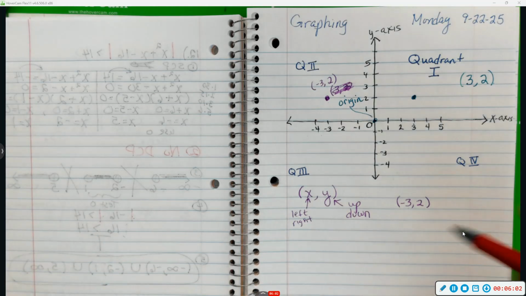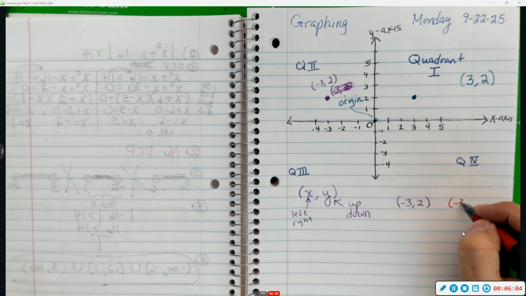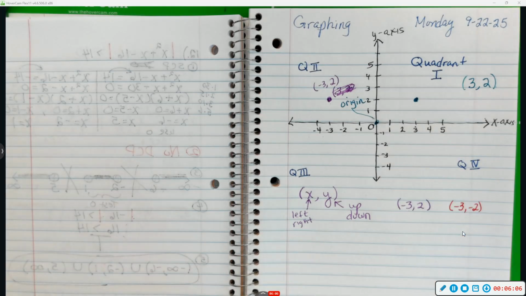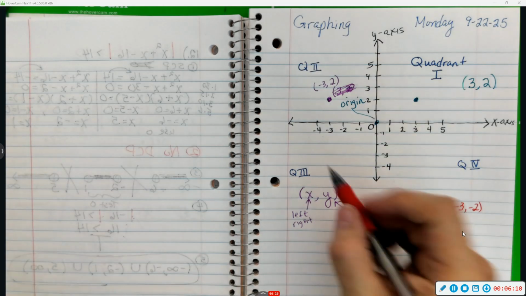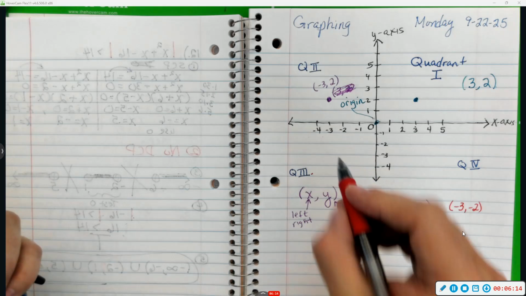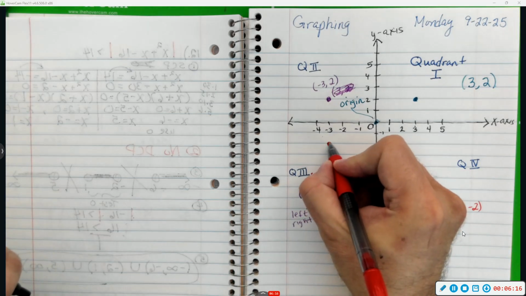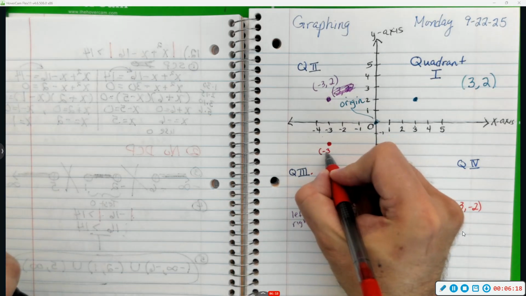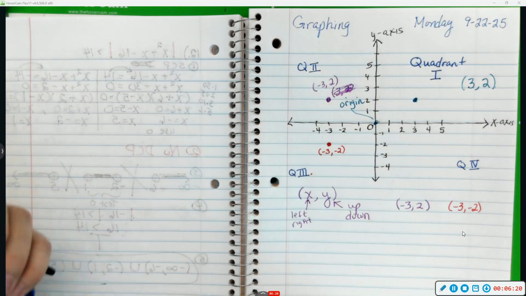What about this point? Where would it be located? (-3, -2). Quadrant 3, we go left 3, down 2. So right there is the point (-3, -2).